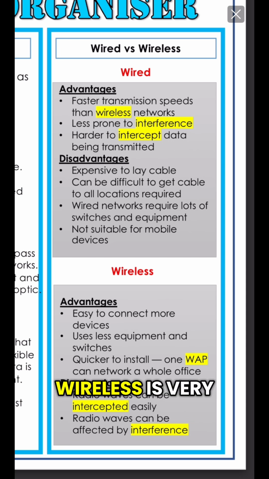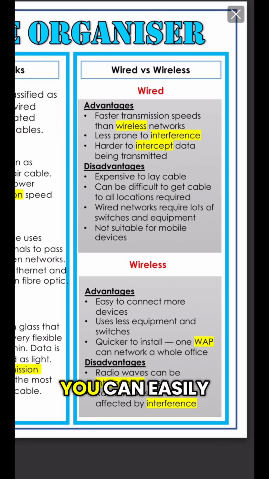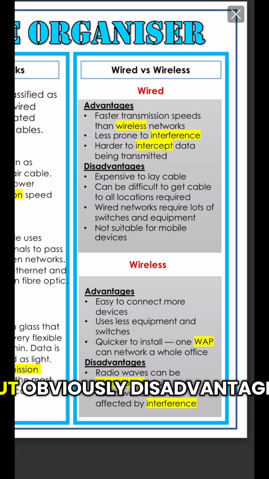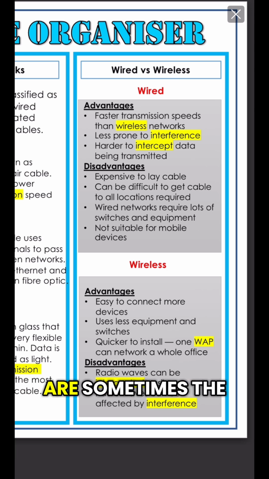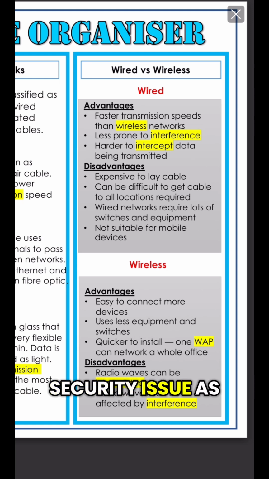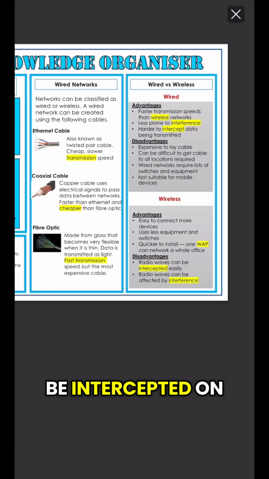Good things about wireless: it's very easy to connect more devices. You've got a wireless network at your house and your friends come round, you can easily get them to connect to the network. You don't require loads of equipment and switches, quicker to install, but obviously disadvantages of wireless networks are sometimes the range, and these are affected by interference, and you've also got a little security issue as well, where signals and data can be intercepted on the network.